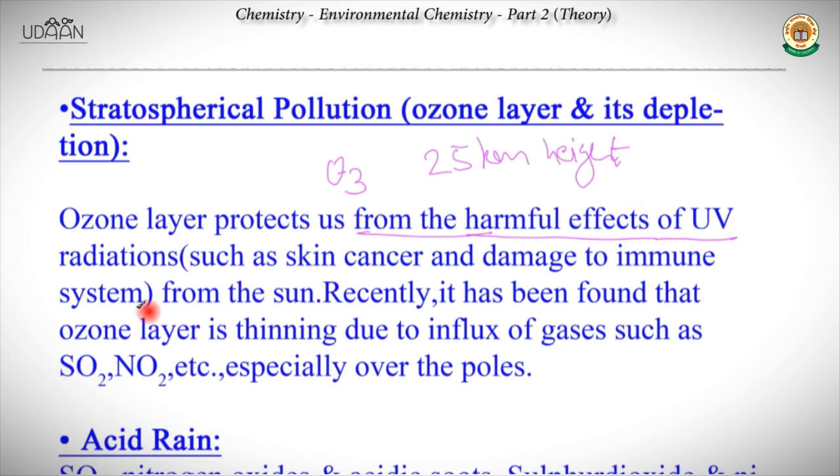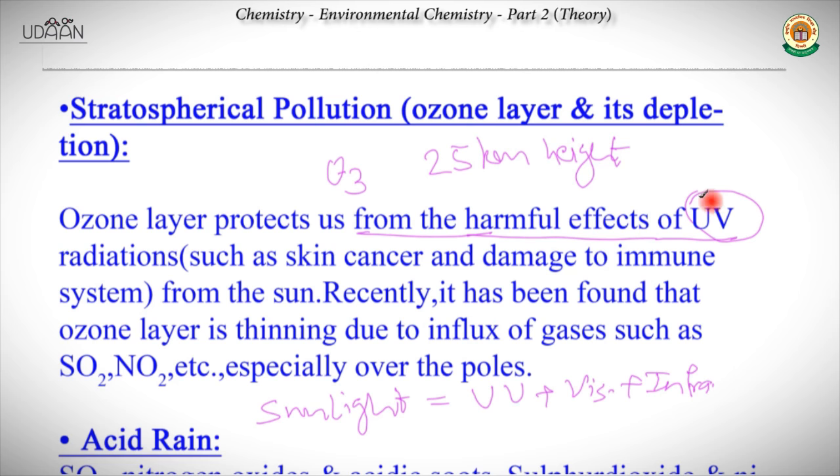What are UV radiations? These are ultraviolet radiations, which are a component of the sunlight. Sunlight is composed of UV plus visible plus infrared majorly, as well as some other radiations. Now, the UV radiation on exposure to skin causes skin cancer and also damage to immune system.